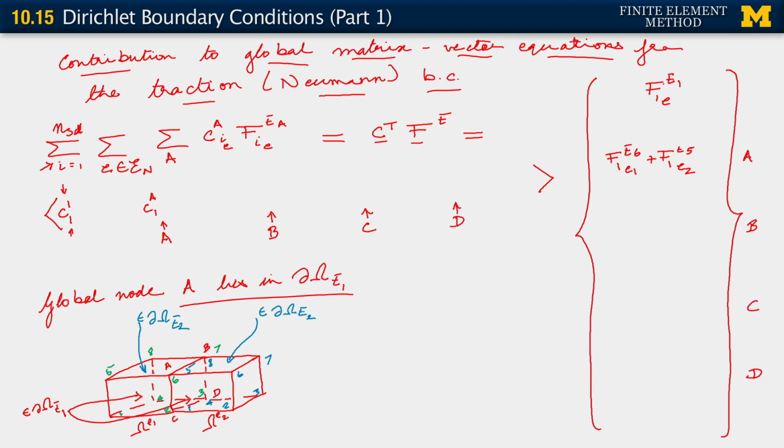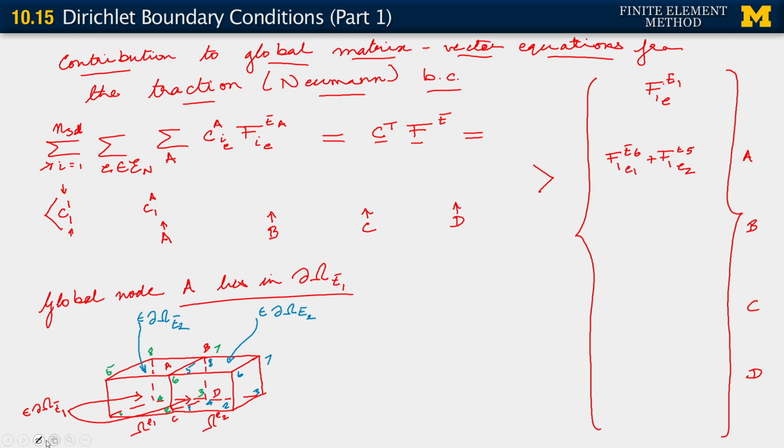Can you think of which surface? Do you see which surface I'm saying belongs to partial omega t bar 2 from element E1? It is the 5, 6, 7, 8 surface of element E1. On element E2 also it's a 5, 6, 7, 8 surface. Likewise on element E1, the 1, 2, 6, 5 surface belongs to partial omega t bar 1, and in element E2, which one is it? It's the 1, 2, 6, 5 surface.